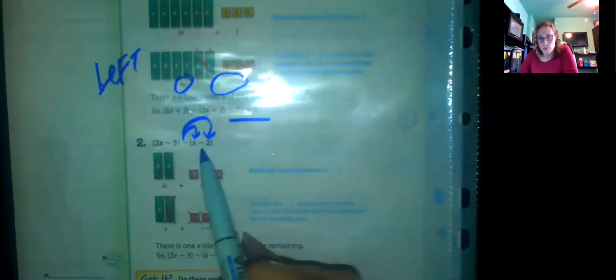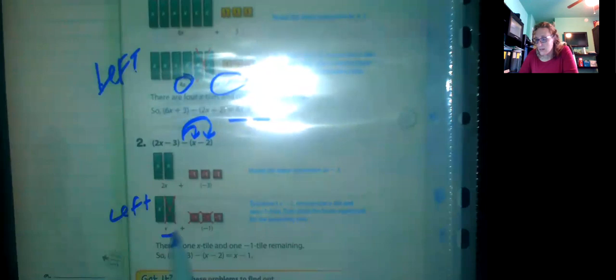Okay, take a look here. We are given 2x minus 3, so 2 x's and 3 negatives. And then it tells us to subtract 1x and subtract 2 negatives. So subtract 1x, subtract 2 negatives, leaving us what is left, 1x and 1 negative. So our answer is 1x minus 1.